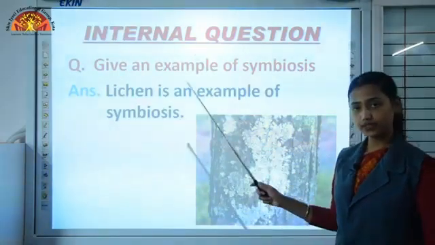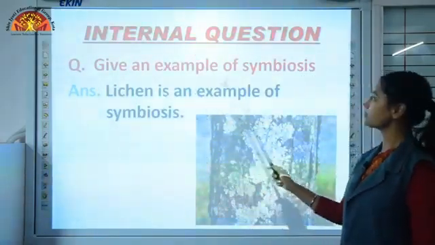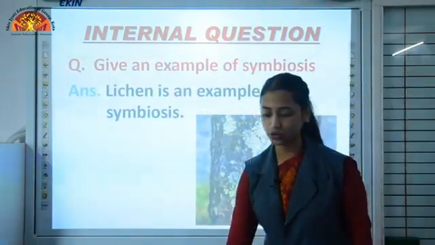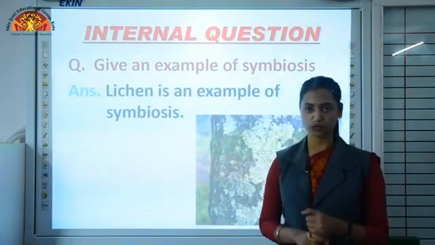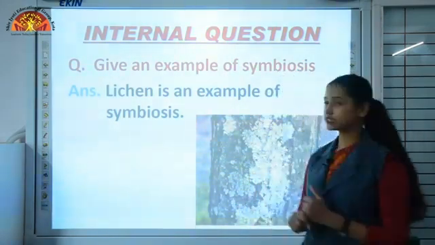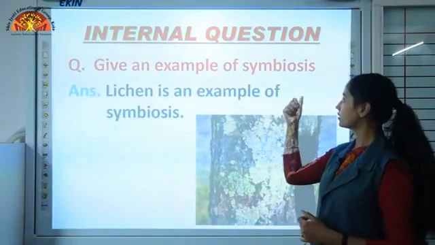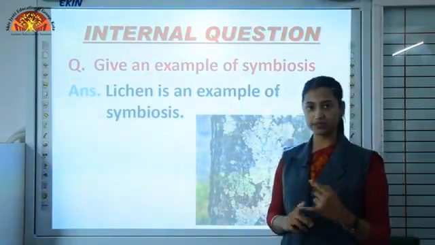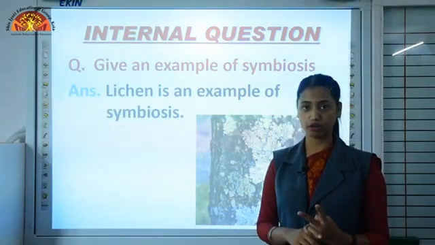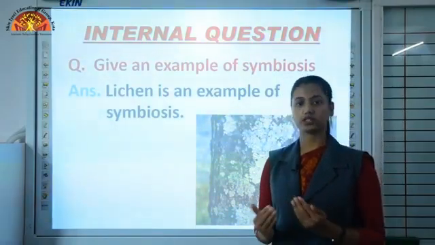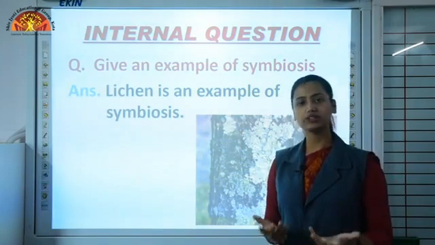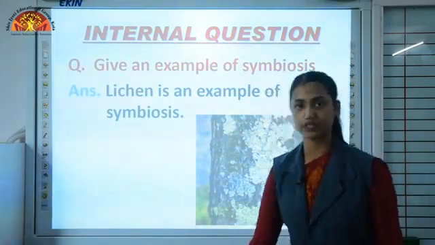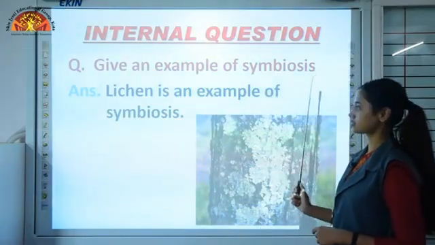Now another internal question, give an example of symbiosis. Now what is symbiosis? You have studied what are parasites, what are saprophytes. Now another type of organism comes. Symbiosis is a relationship between two organisms. In this, two organisms are involved and there is a mutual relationship between them, meaning both are getting benefits from each other. That type of relationship is known as symbiosis.